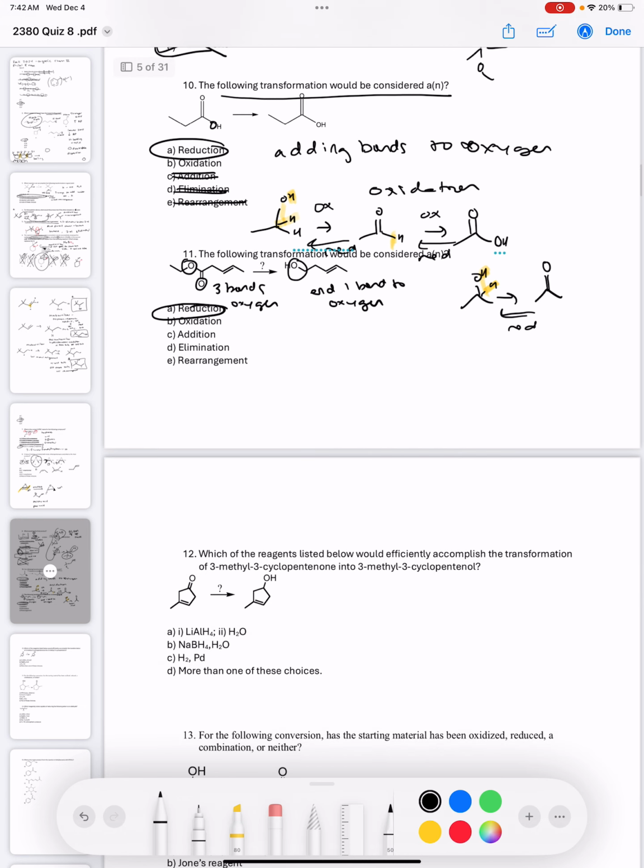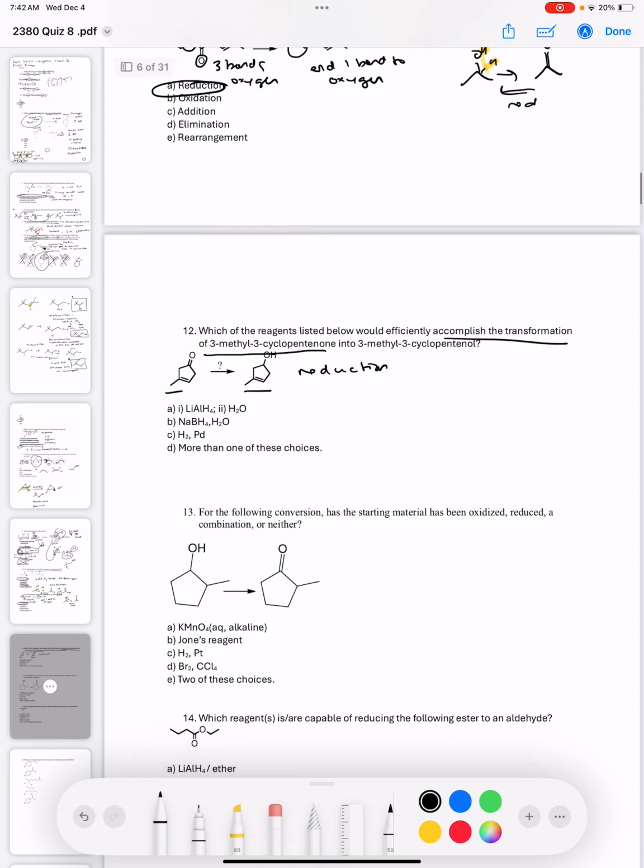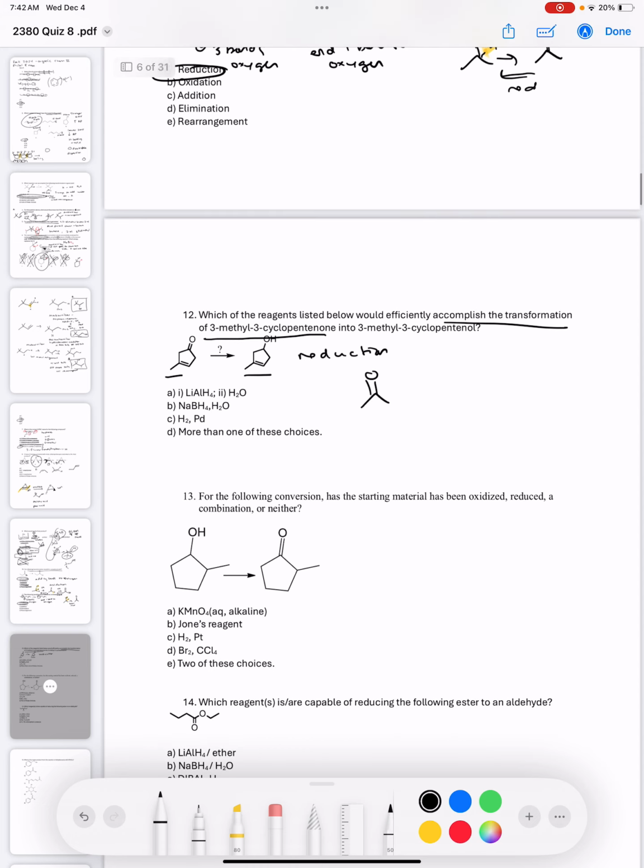Okay, next question. Which of the following reagents would efficiently accomplish the transformation of cyclopentenone, so that's this, to this? So what I see here is a reduction. We're reducing a secondary ketone to a secondary alcohol. And let's talk about how there's carboxylic acids, esters, ketones, and aldehydes. So ketones and aldehydes are easy to reduce.